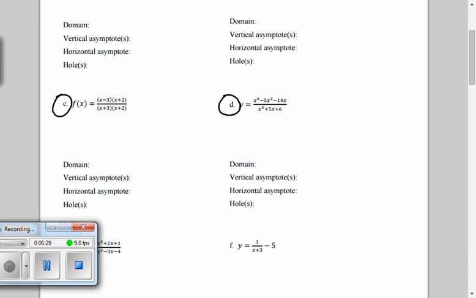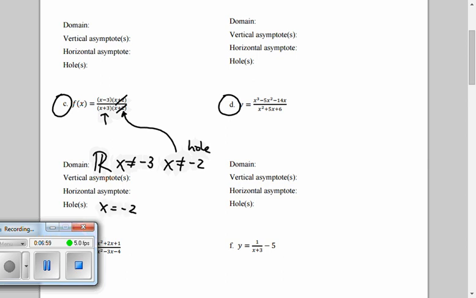All right, so on part C, here's what you should have done. You should have said the domain was all reals except X cannot be -3 because it would crash it, and X cannot be -2 because it would crash it. Now the -2 one, that is from a hole. See, it's a hole at that spot because there's one on the top and one on the bottom that cancel each other. And so X equals -2 is part of the hole.